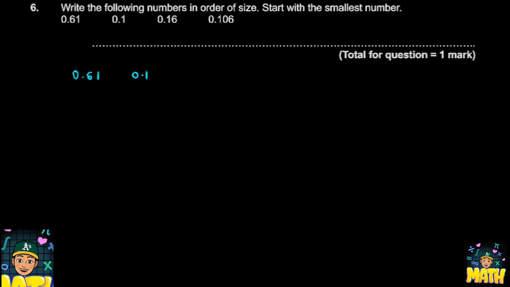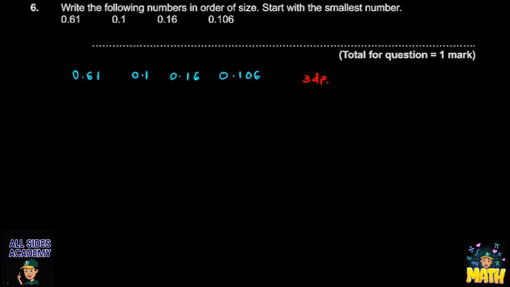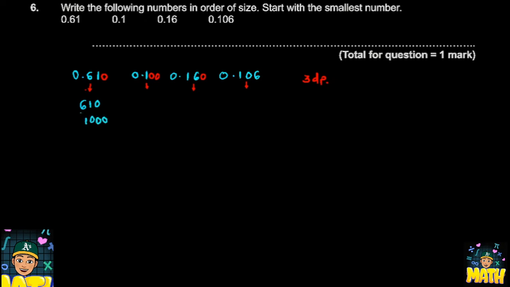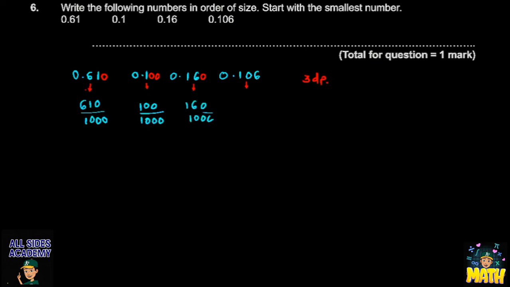Now this has numbers before the decimal place having 0. So in this case, we cannot use the method that we used. So we look for the highest decimal place, which is 3, and make all the numbers to have 3 decimal places. So writing this as a fraction, it will mean that we have 610 over 1,000, and 100 over 1,000, 160 over 1,000, and then 106 over 1,000.